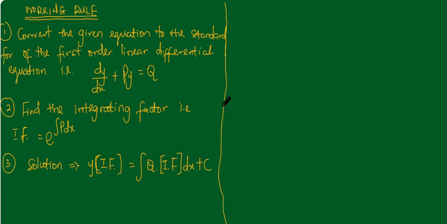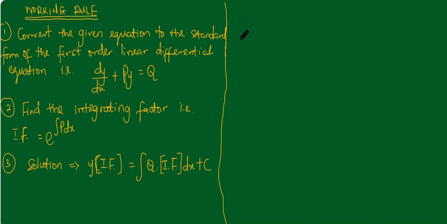Now the working rule, the first one we are going to be looking at is converting the given equation to the standard form of the first order linear differential equation. That is, we express it in terms of dy/dx + py = q. After which, we then find the integrating factor, which is e raised to power integral of p dx. Then at the end of the day, we obtain our solution by multiplying y by the integrating factor and equating it to the integral of q multiplied by the integrating factor with respect to x plus c. So we are going to show how this is going to work. It might look kind of strange for now, but let's look at examples to buttress our points.